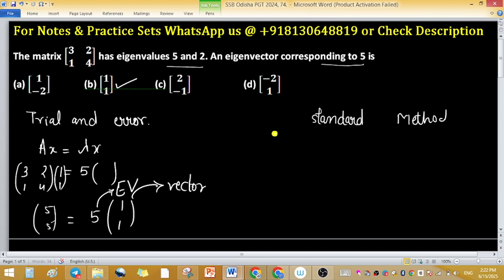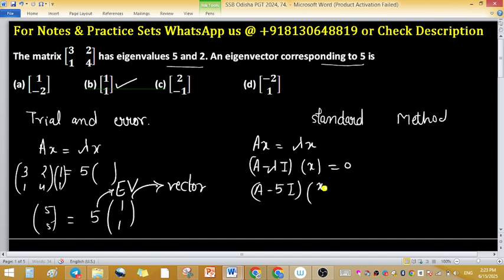Now what is the standard method? Ax equals lambda x. This is the definition of eigenvector corresponding to eigenvalue lambda. So (A minus lambda I) x equals 0. Solve this problem. Replace lambda by 5, so (A minus 5 identity) x, where x is (x1, x2), equals the zero vector.